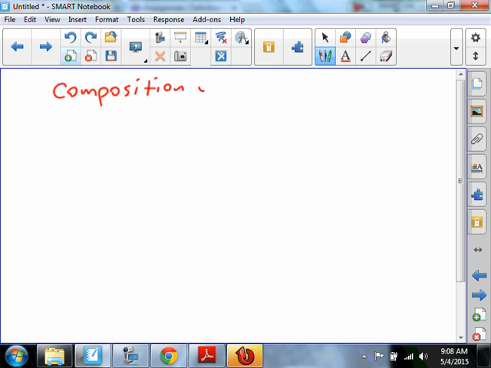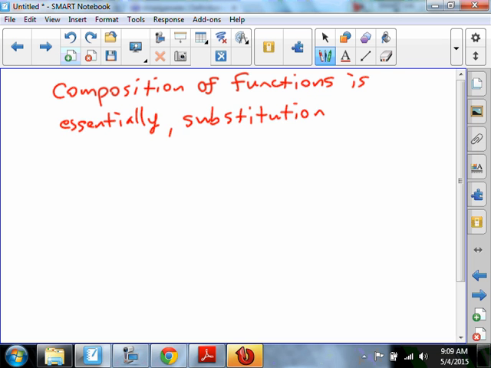Composition of functions is essentially substitution from the inside out. That's all it is. It's substitution from the inside out. In order to take two functions and compose them, all you're going to do is substitute from the inside out. What do we think? Not sure just yet?